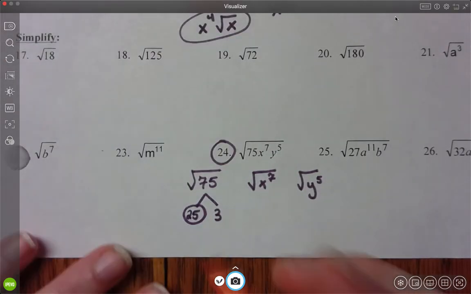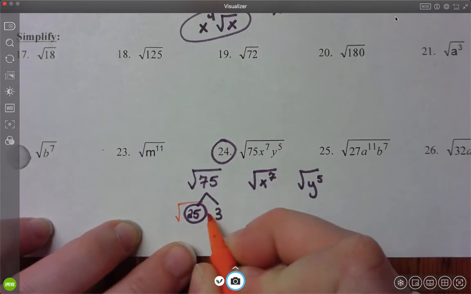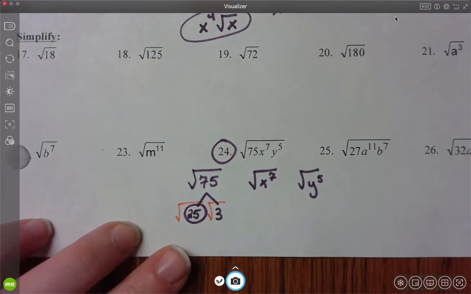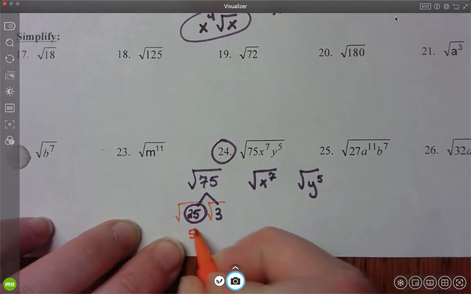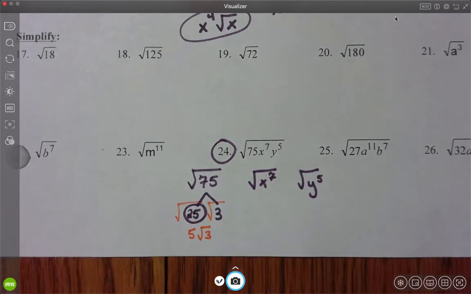Okay, so the square root of 25 times the square root of 3 will give me the square root of 75. The square root of 25 is 5, and the square root of 3 doesn't come out nicely, so I leave it as the square root of 3. 5 square root of 3.